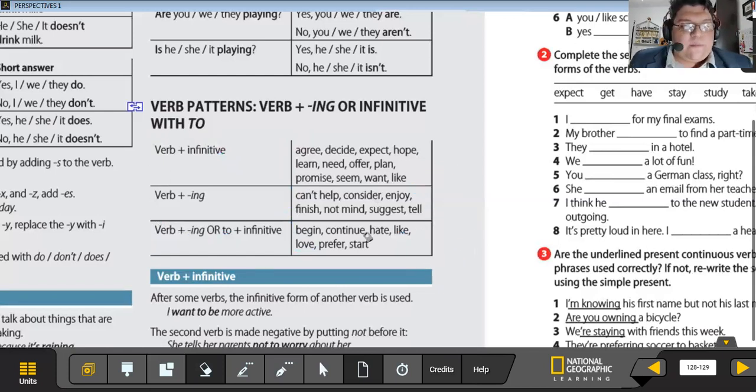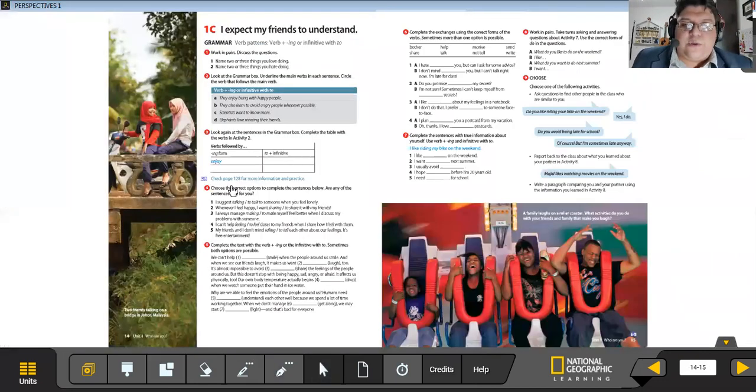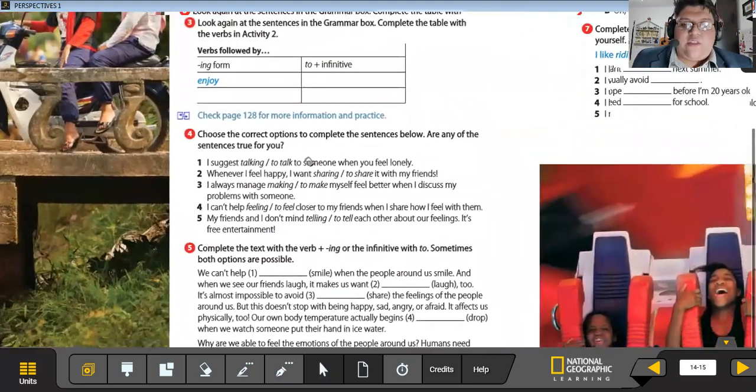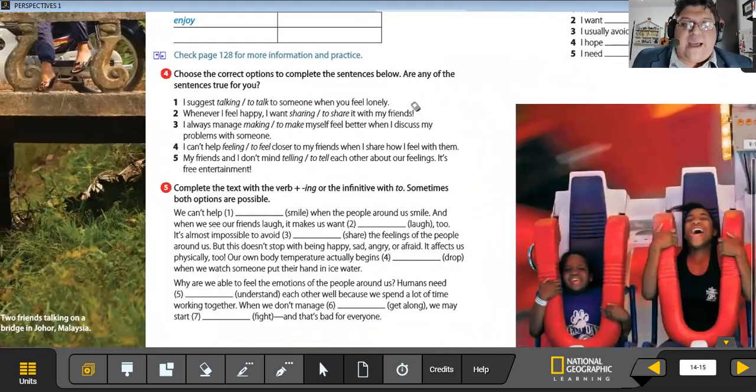Now, let's finish this up so we don't take too long anymore. Let's go back to the student book. Now, in the student book, there are these activities. I want you to do five.